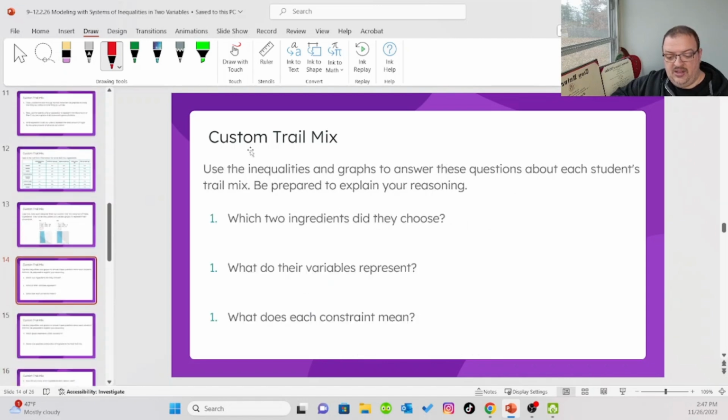Use the inequalities and graphs to answer these questions about each student's trail mix. Be prepared to explain your reasoning. Number 1, which 2 ingredients did they choose?